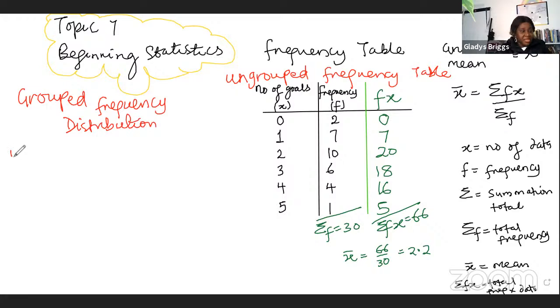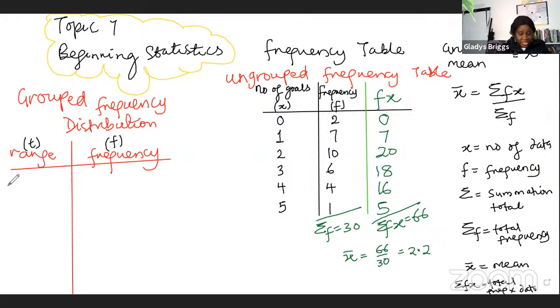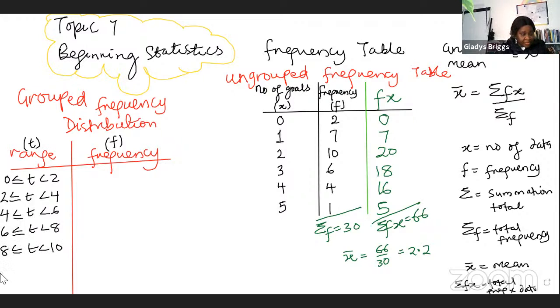Okay, so maybe you have range, you have frequency. Let's call the range T, frequency F. Okay, so here 0 is less than or equal to T less than 2. 2 is less than or equal to T is less than 4. 4 is less than or equal to T is less than 6. 6 is less than or equal to T less than 8. 8 is less than or equal to T is less than 10. And 10 is less than or equal to T is less than 12. And 12 is less than or equal to T is less than 14.